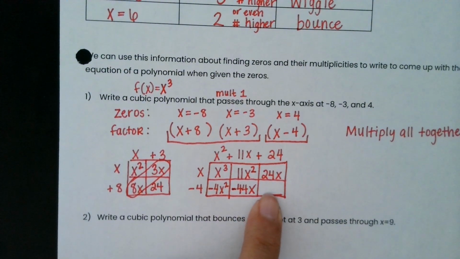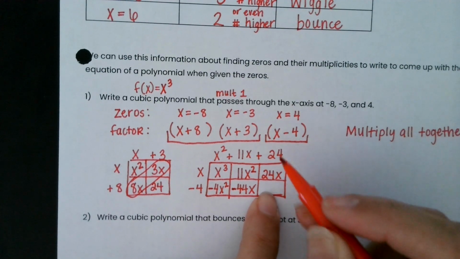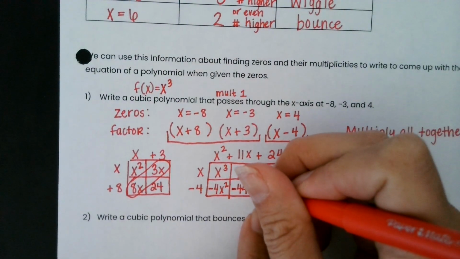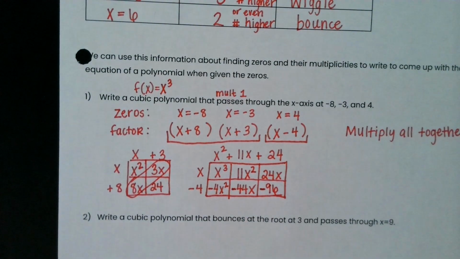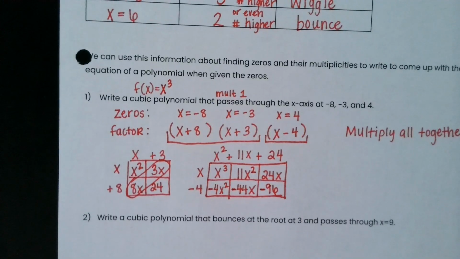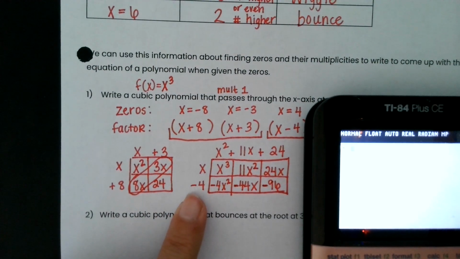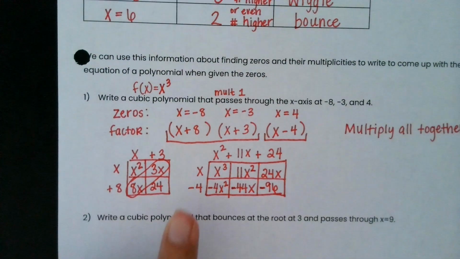And then last but not least, just the number part times the number, negative 96. Yes, that's right. Negative 4 times 24. I am pretty sure. I don't have my calculator up here. Yes, I do. It's right here. I'm going to double, triple, quadruple check. Negative 4 times 24. Negative 96. We're good to go.